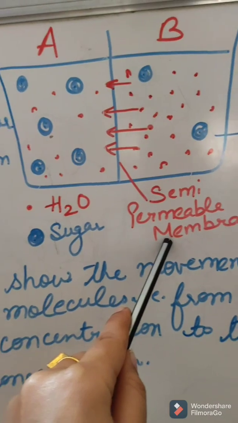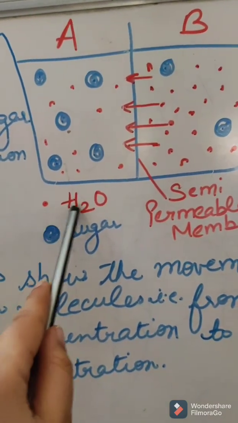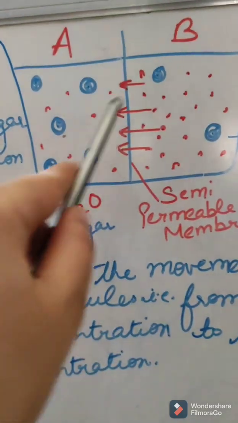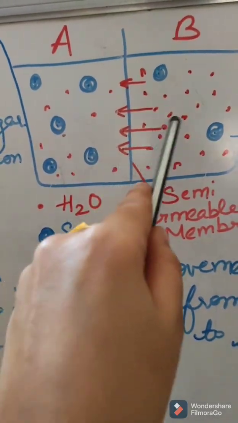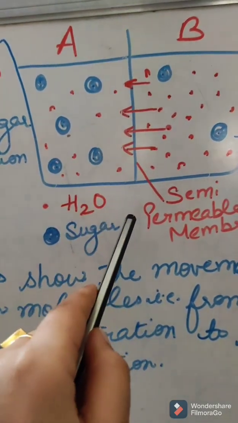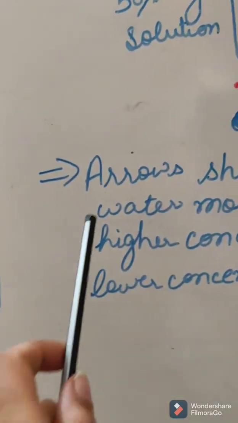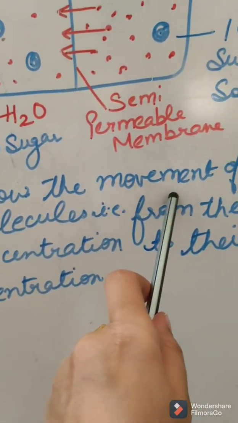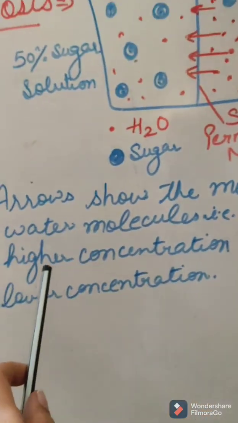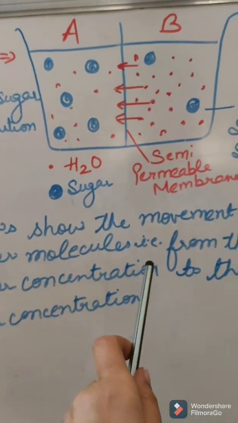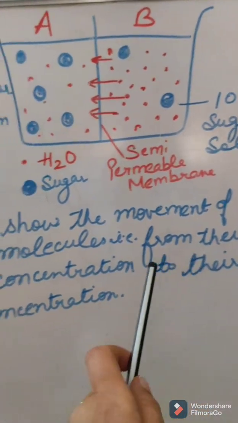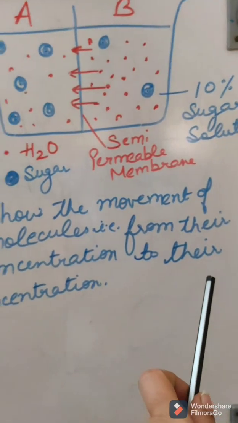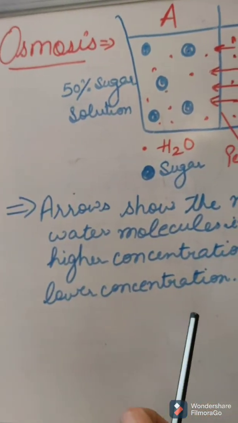Red particles are water molecules and blue particles are sugar. Due to the process of osmosis, what is going to happen? As I told you, water molecules will start moving from their higher concentration to their lower concentration. That means from B side to A side, right? You can read this. The arrow shows the movement of water molecules, that is from higher concentration to lower concentration. So this is osmosis, right? Next time we will conduct an experiment on osmosis.